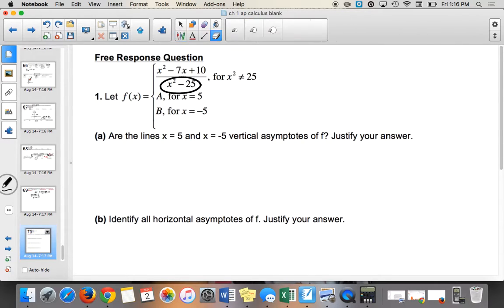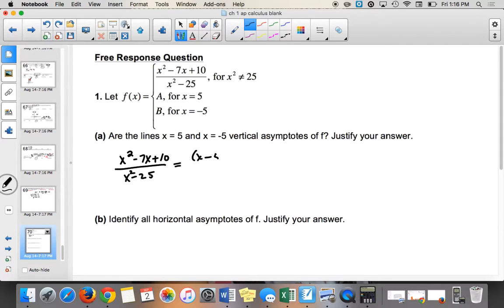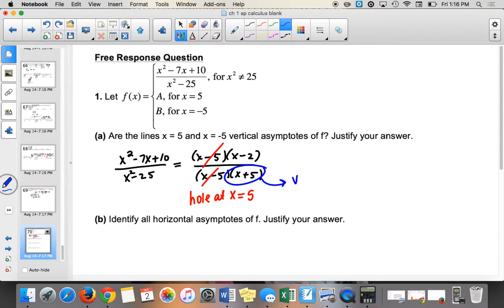Okay, so we're going to factor. You factored into x minus 5 and x minus 2, and x minus 5 and x plus 5. And you can notice that the x minus 5's cancel. So that means that we have a hole at x equals 5. And we have a vertical asymptote at -5.